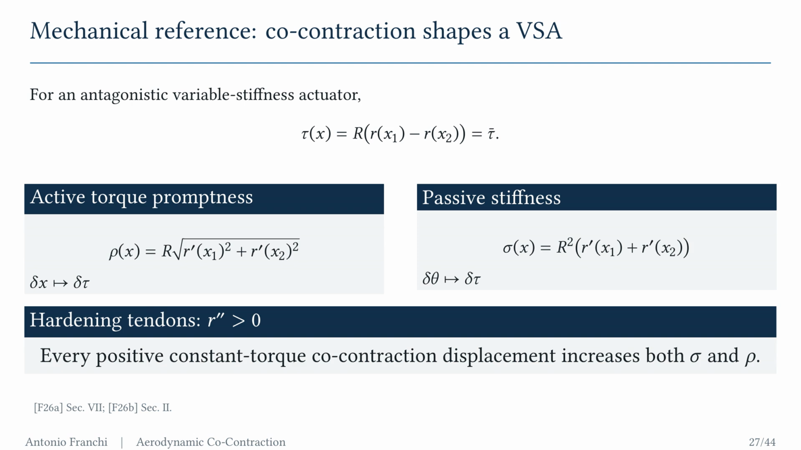The mechanical example, however, distinguishes between active and passive behavior. At fixed torque, the active promptness ρ measures how internal tendon state variations change torque. The passive stiffness sigma instead measures how an external joint displacement changes torque. Their formulas involve the same tendon force slopes, and strict hardening means those slopes increase with co-contraction. Therefore, one positive constant torque motion increases both active promptness and passive stiffness.